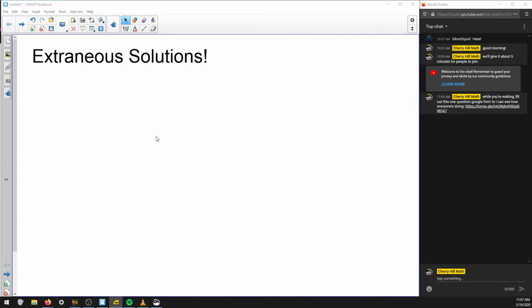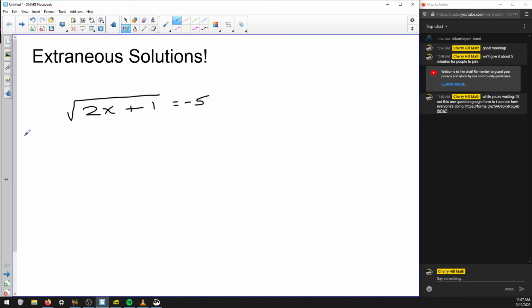Starting off with extraneous solutions, here's the idea. I'm just going to give you a general case. If, when you're solving radicals, you come across a problem and anywhere in the process it looks something like this: the square root of 2x plus 1 equals negative 5, and you get to this step of your problem, here's the issue. The square root on the left, whatever I square root, is going to end up being a positive number.